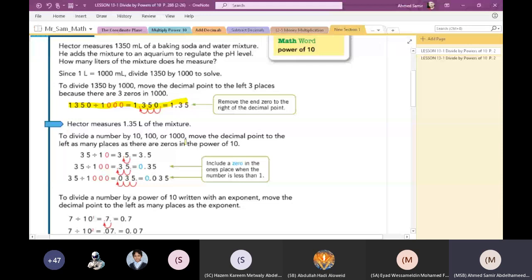All right, let's go to the practice, and we're answering, of course, as you can see here, the even ones from 2 to 26.